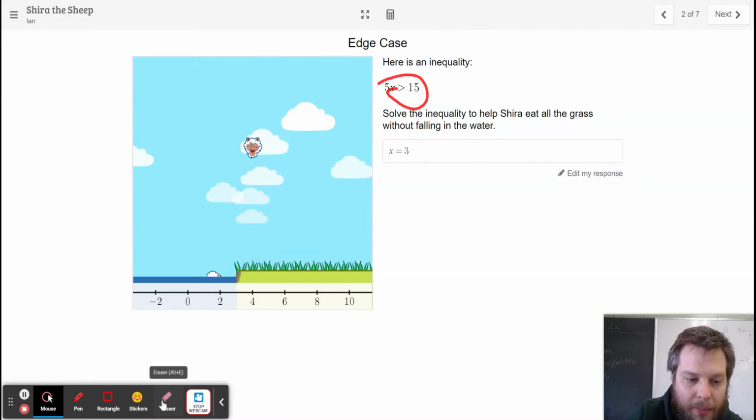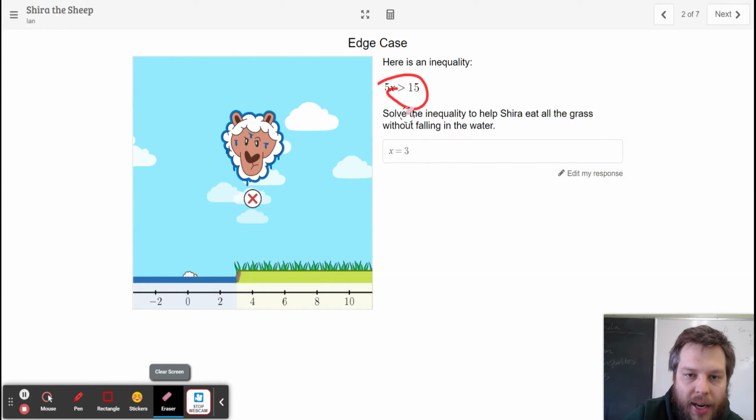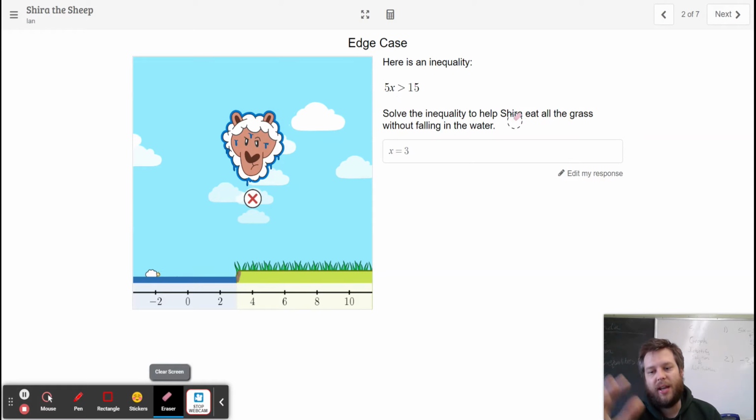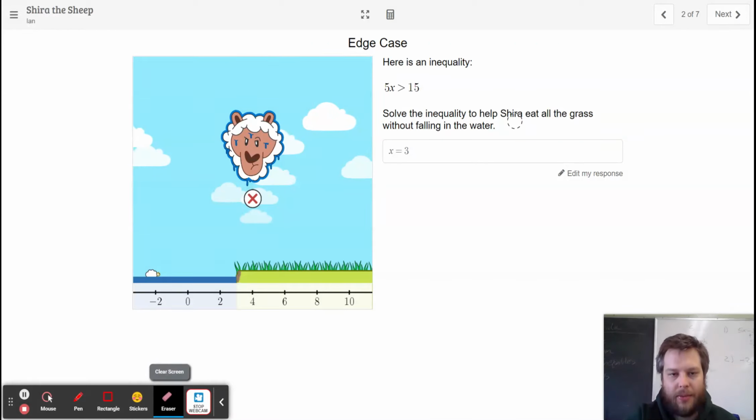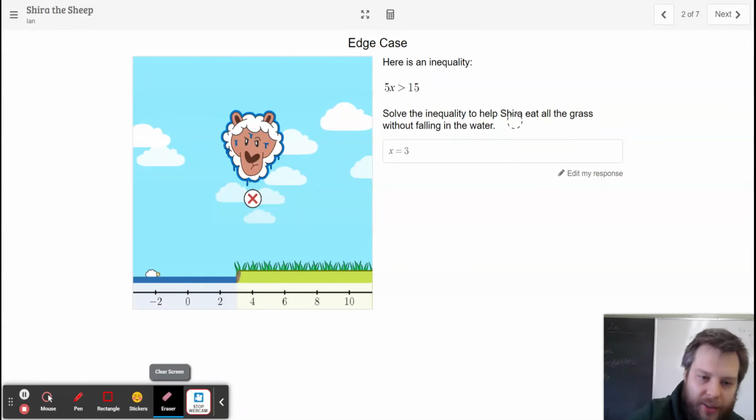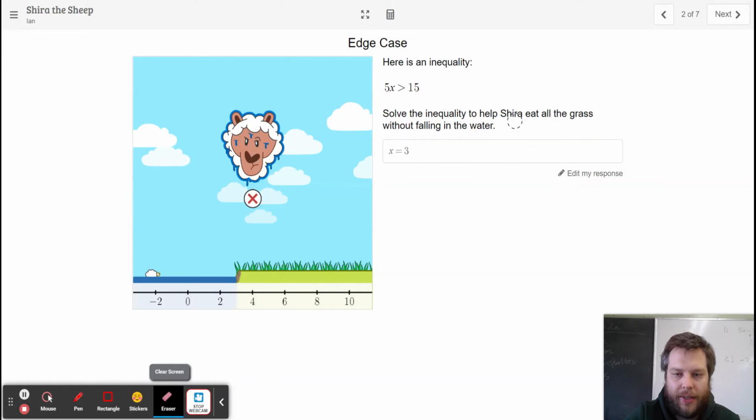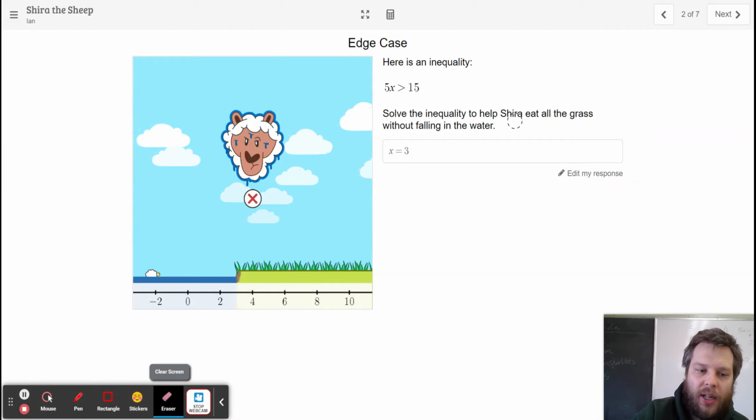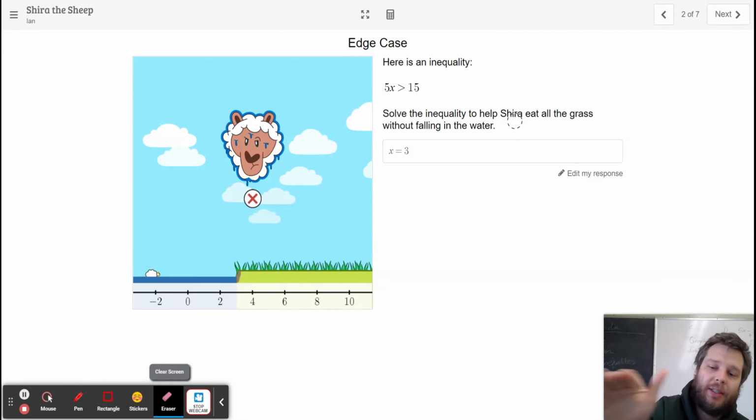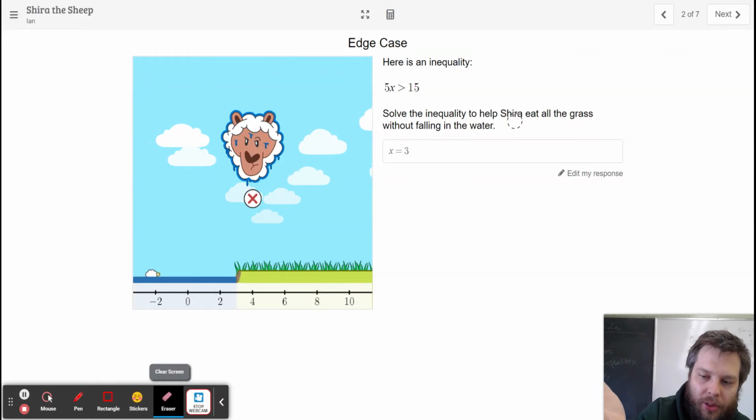Well, I saw in my original inequality that I have 5 times a number is greater than 15. So the first thought I had is 5 times what makes 15? Well, 5 times 3 makes 15. And I told Shira to land at 3 and stand there. And Shira landed on the little muddy cliff and fell into the water. So x equals 3 is not a solution. This inequality is not underlined. You cannot equal exactly 3. You will fall in the water.